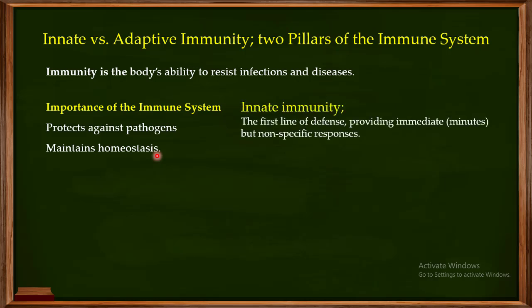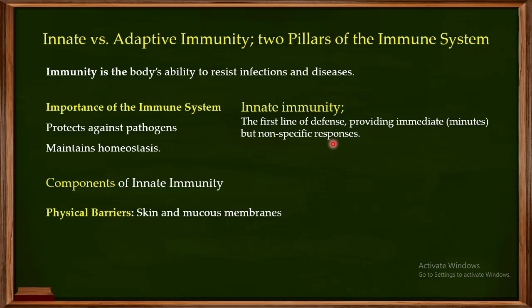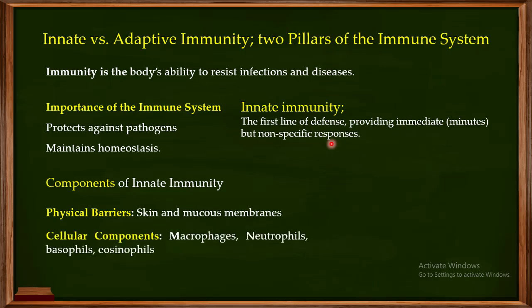Looking at the innate immunity, this is the first line of defense, providing immediate but non-specific responses. What I mean by this is that you are going to see the innate immunity in all immune responses. If you talk about the components of the innate immunity, you have physical barriers like the skin and the mucous membrane. When you talk about the cellular components, there are cells like the macrophages, neutrophils, basophils, and eosinophils, and we had a detailed discussion on this.